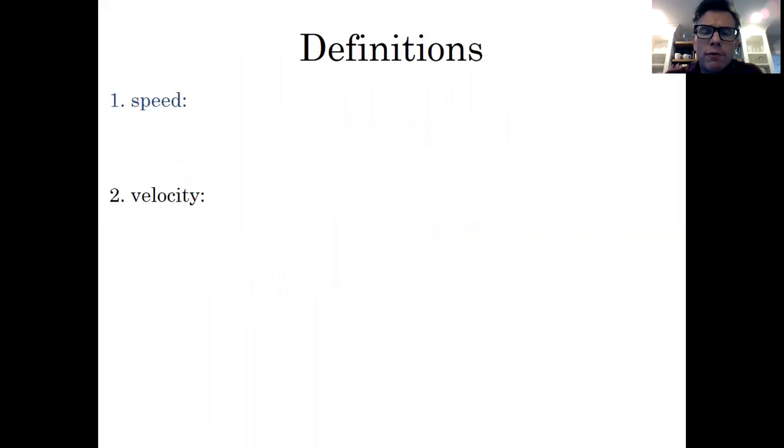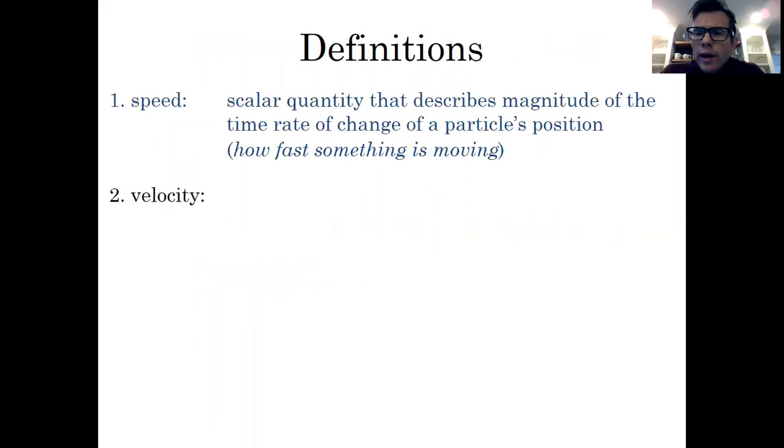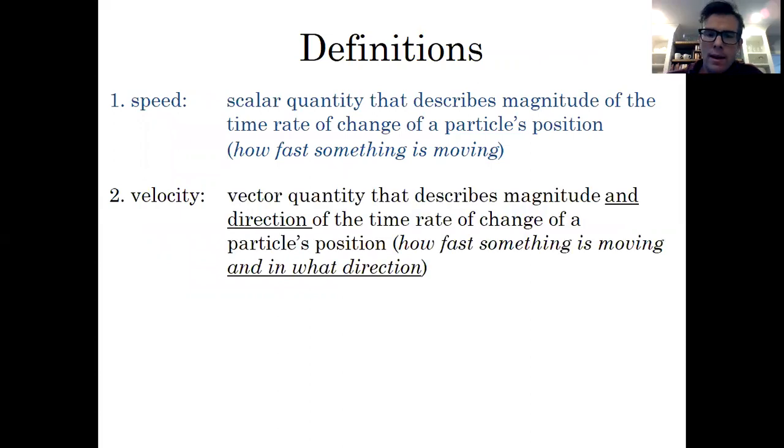So speed and velocity. Recall from your physics class that speed is a scalar. It only has a magnitude. So I'm traveling with a speed of 60 miles an hour. In contrast, velocity is a vector. It has a speed and a direction. So I'm traveling 60 miles an hour and headed east. And this distinction is important.